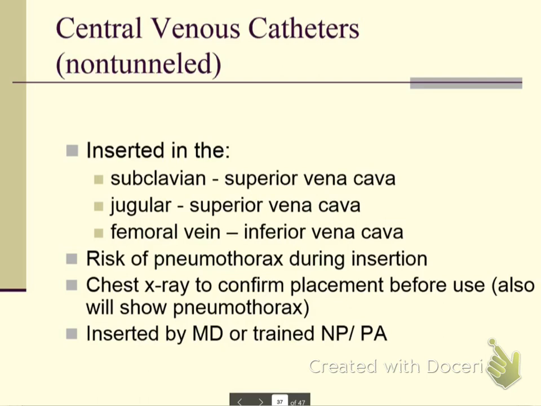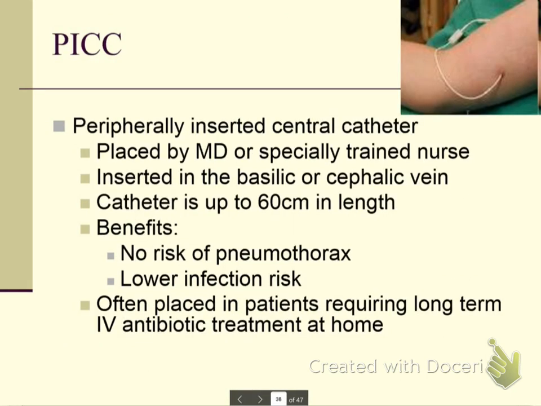Okay? Chest x-ray always. So this is the PIC line. Can be placed by a specialty trained nurse. Inserted through the basilic or the cephalic vein. It's up to 60 centimeters in length. Usually the ones that I've ever pulled have been in the high 30s, low 40s, so like 37 to 41 centimeters.